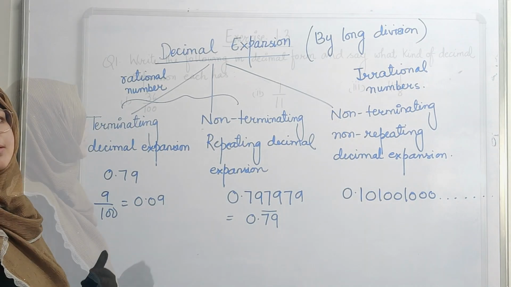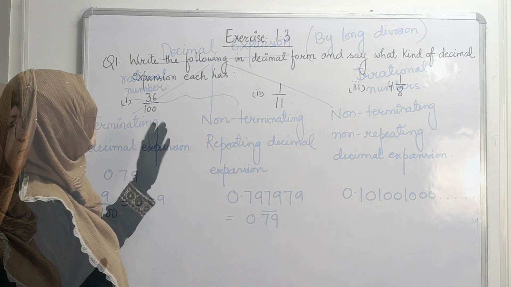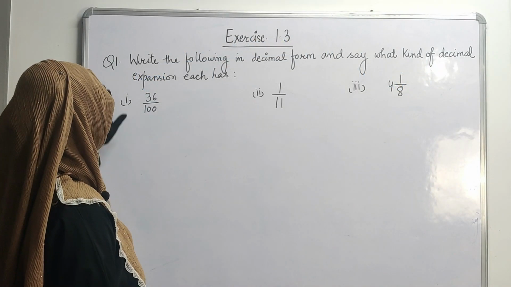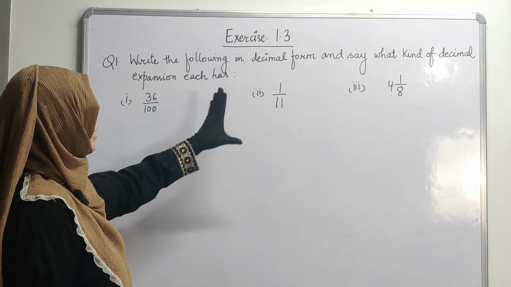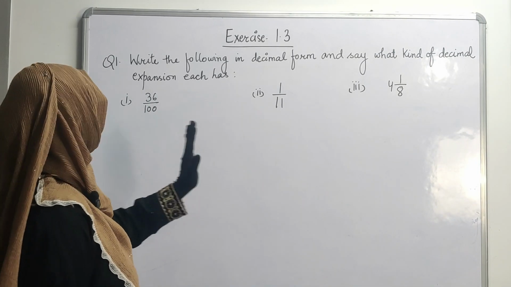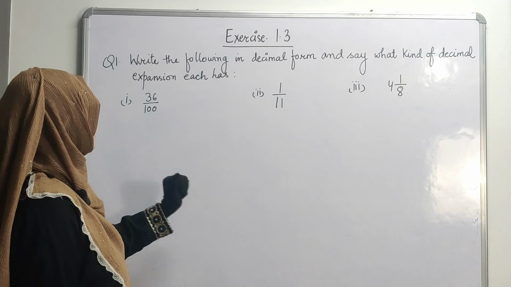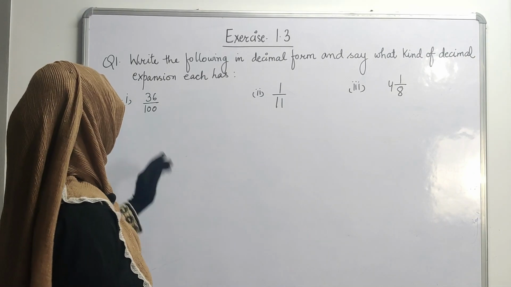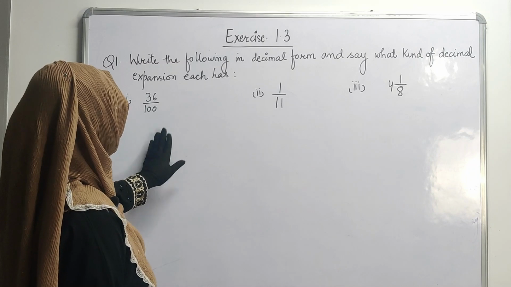Now moving on to exercise 1.3. Now let us start exercise 1.3. What is question number 1? Write the following in decimal form and say what kind of decimal expansion each has. Let us take three questions first. Our first question is 36 upon 100.